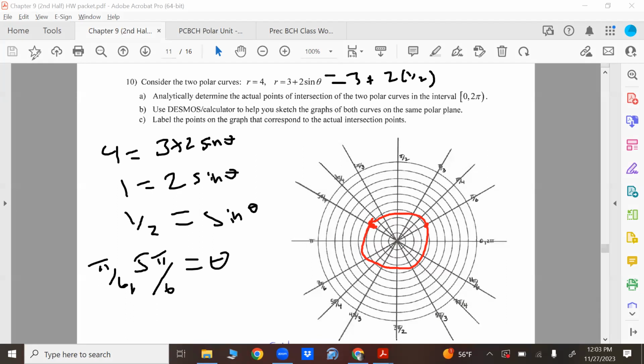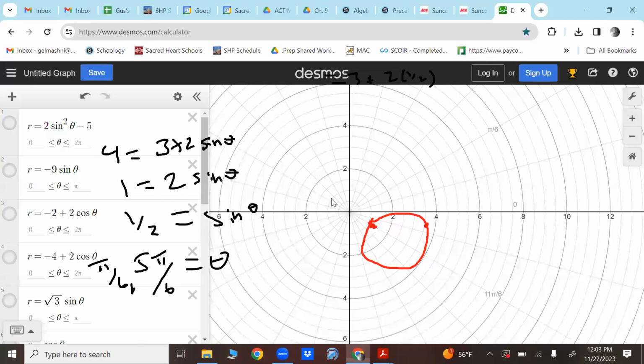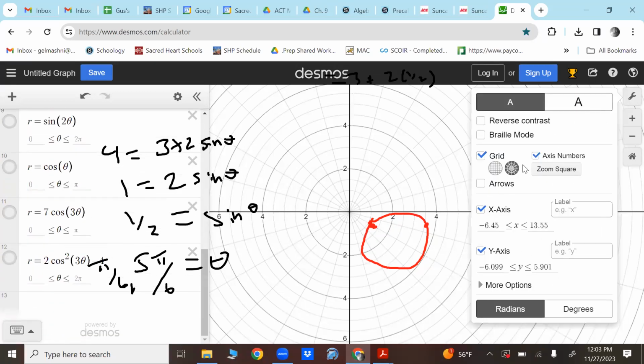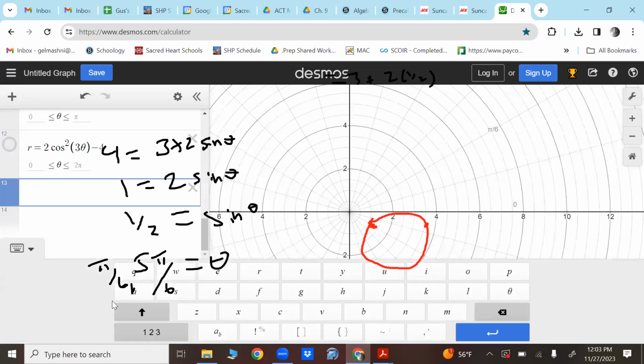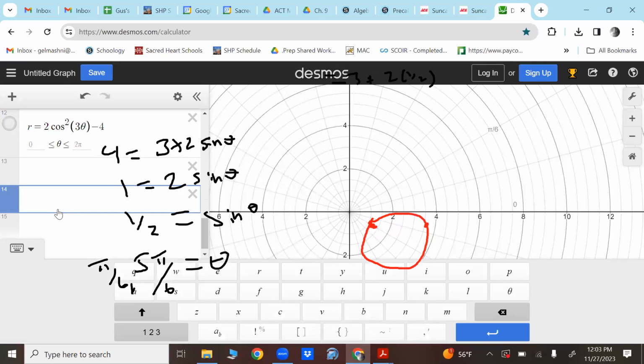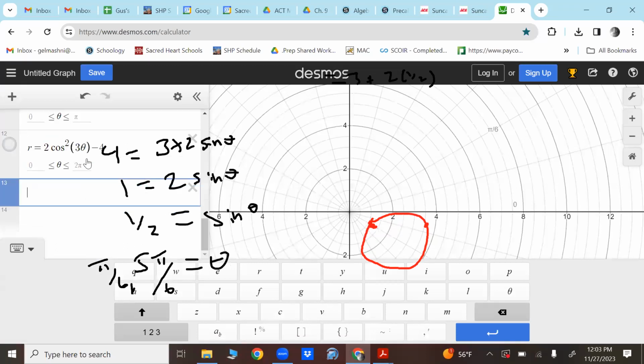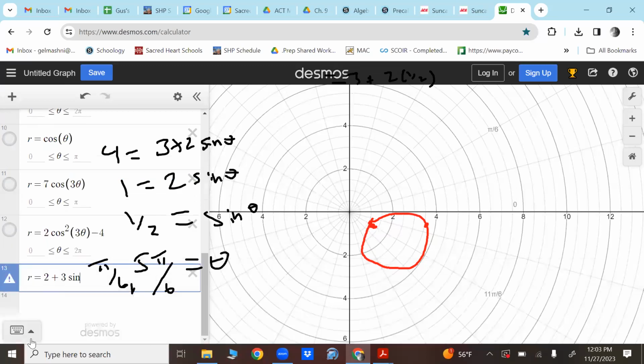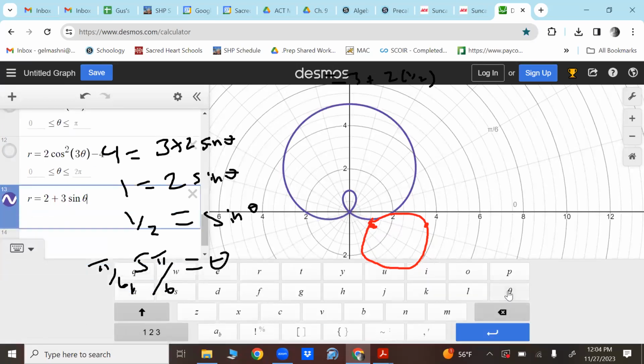So this is where Desmos could be our best friend. Let me show you how you actually could type this in. Remember, I went to the wrench, switch the grids there, and you can adjust x and y however you like. So if I do r equals 2 plus 3 sine, and it's called theta. Let me hide the keyboard. Hit the keyboard and hit ABC, and you can locate theta right there.